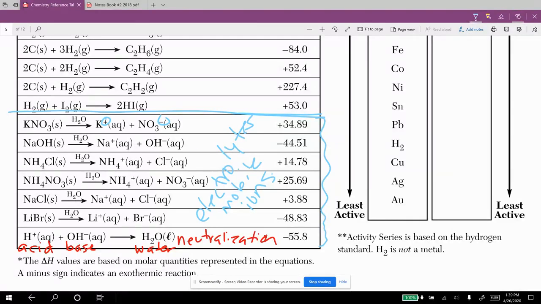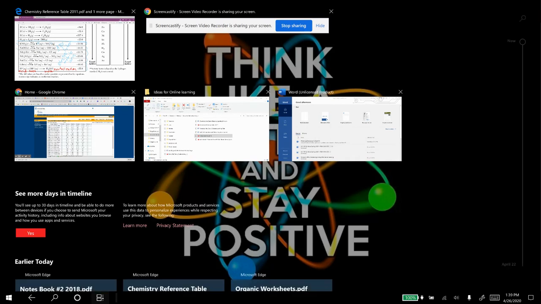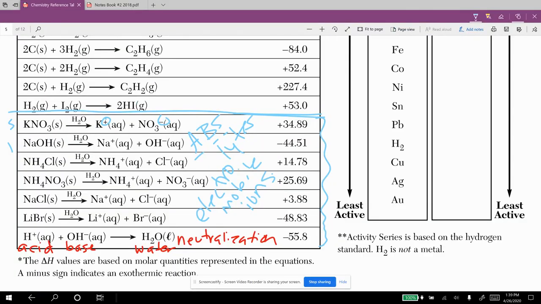And I like to say electrolytes give you ABS: acids, bases, salts. So this is a salt. This is a base. Okay, so this is a salt, and this is a salt, and this is a salt, this is a salt, and this is our acid and base. So acid and base. Okay, back to our notes.